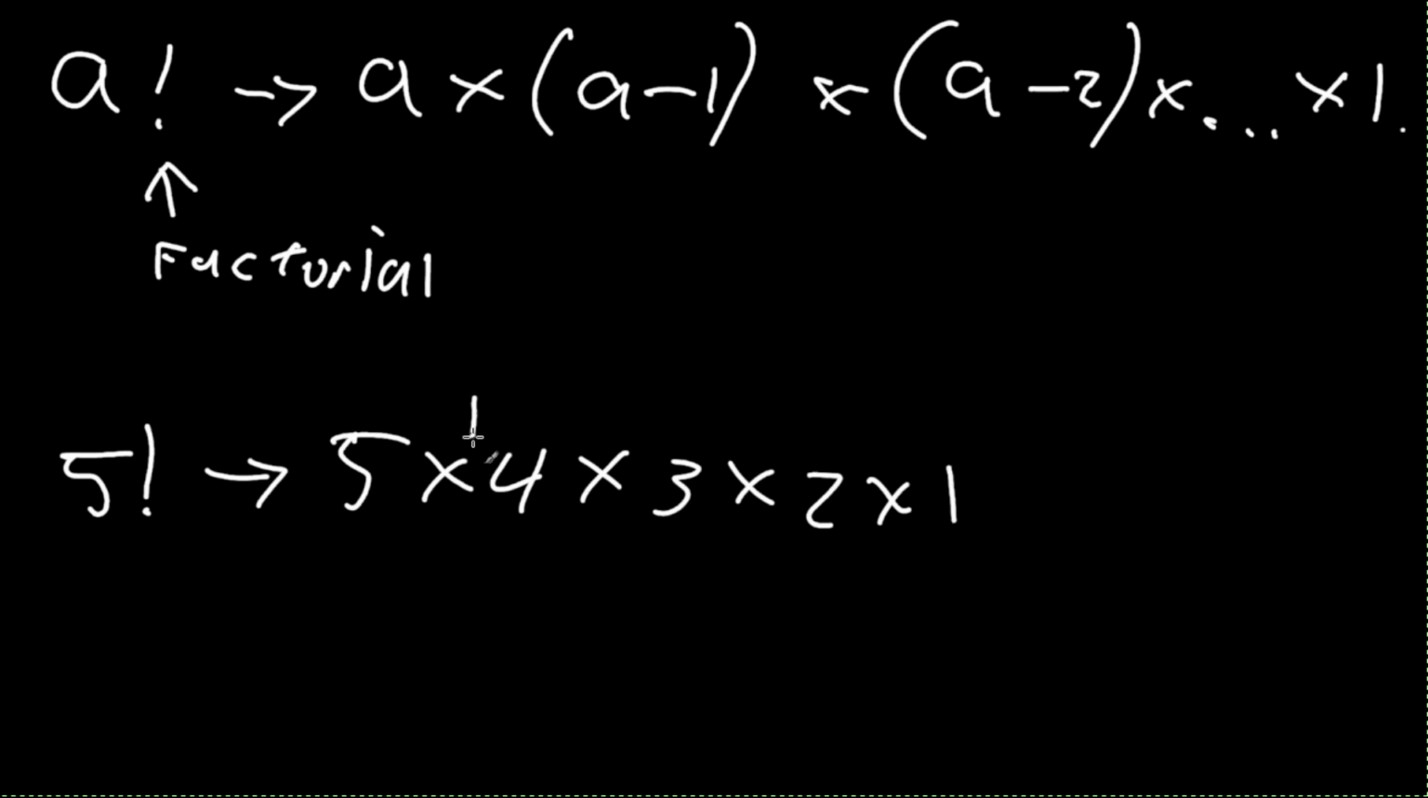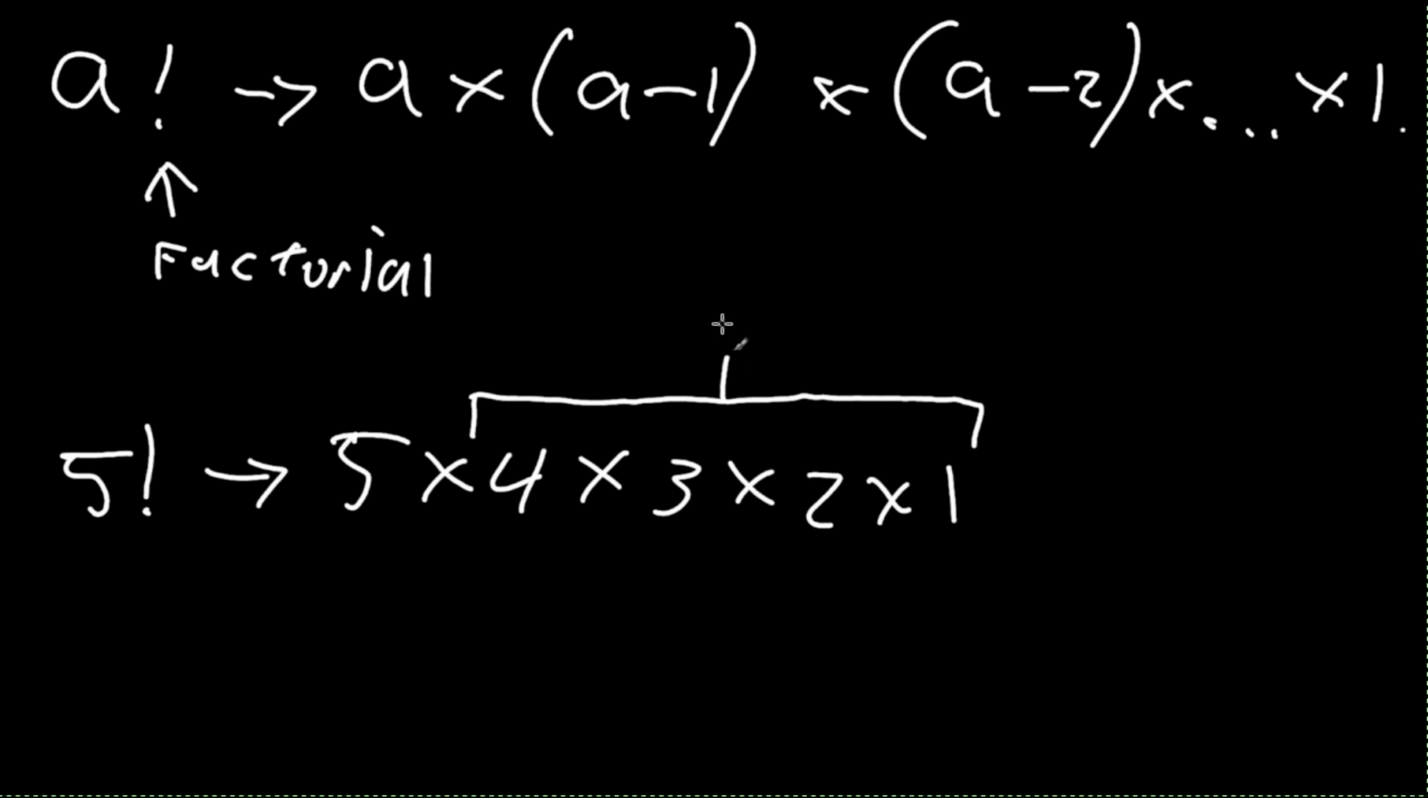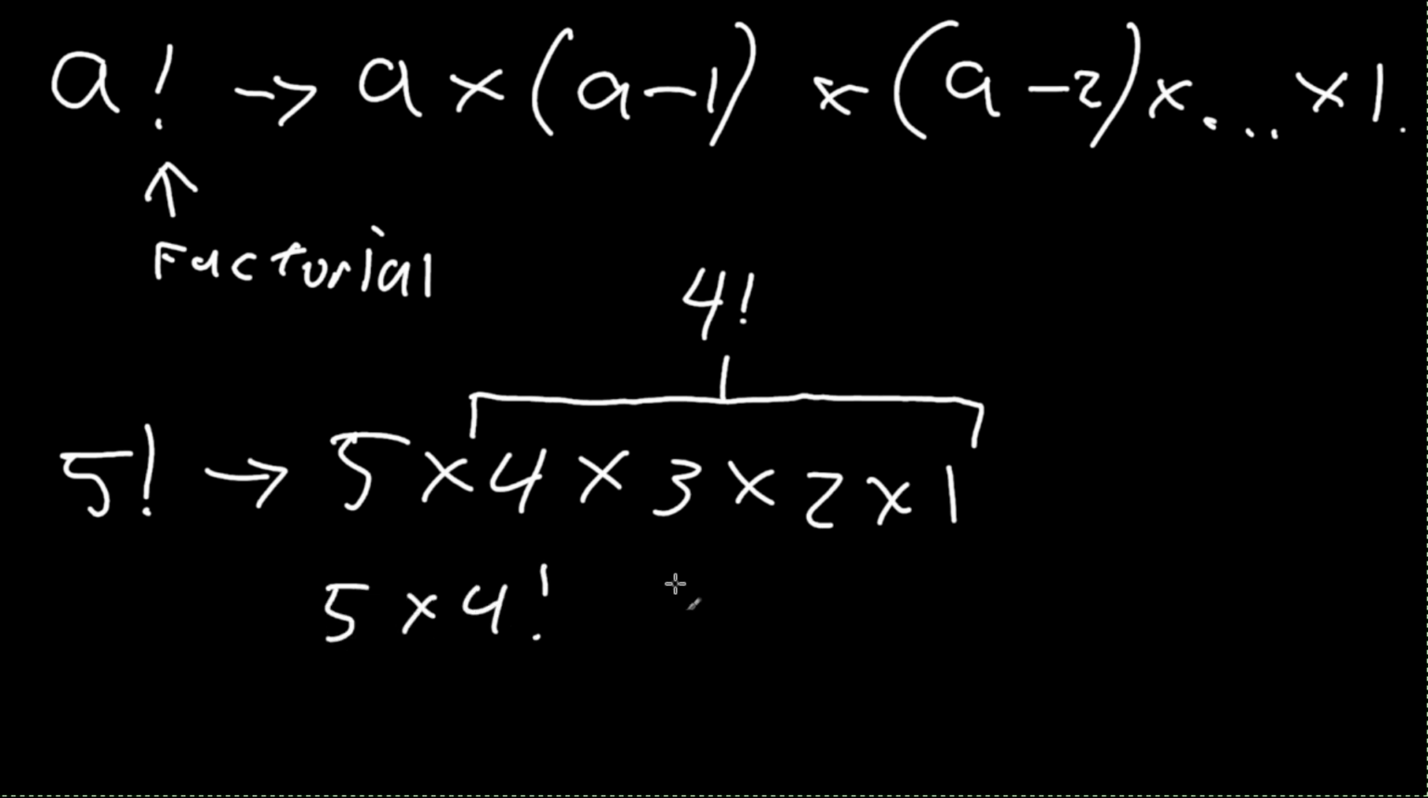But notice that I can take this sequence, 4 times 3 times 2 times 1, and I can write that as 4 factorial. So 5 times 4 factorial, or I can just take this, put it in a calculator, and get 120.